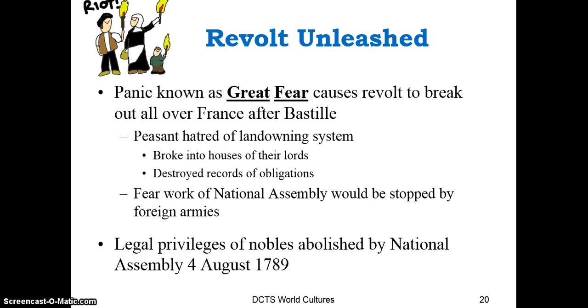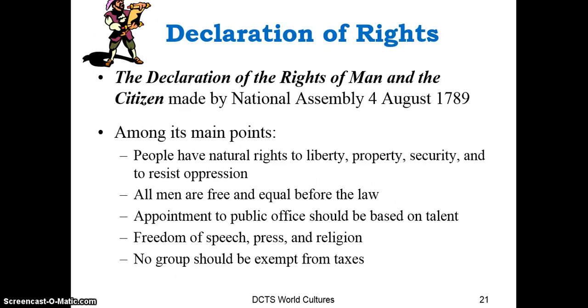So as you can see, this is a very quick moving revolution. Yeah, it takes place over a couple months, but this is very fast for what was going on. Remember, the American Revolution took several years to get to all-out fighting. This one takes a couple months.